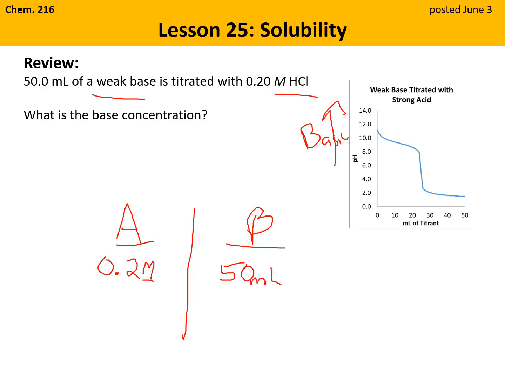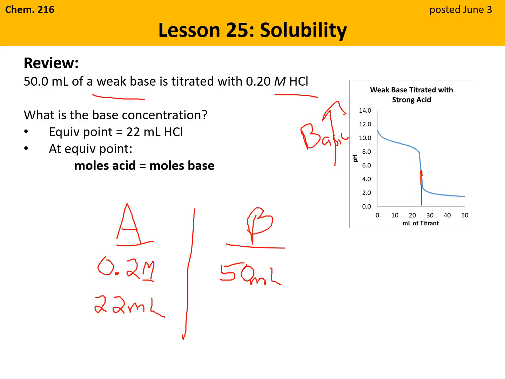And so, if I want to go ahead and look, I need to figure out this volume right here. This is the equivalence point. And if I look here, it looks like it's right around, let's say 22 mLs. Okay, that's of my acid. Now, you may say 25, you may say something else, but I'm going to say 22 mLs. All right, so that is my equivalence point.